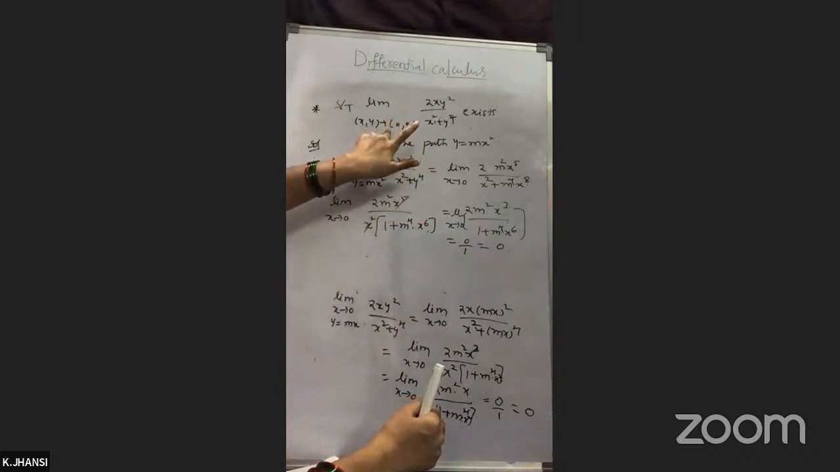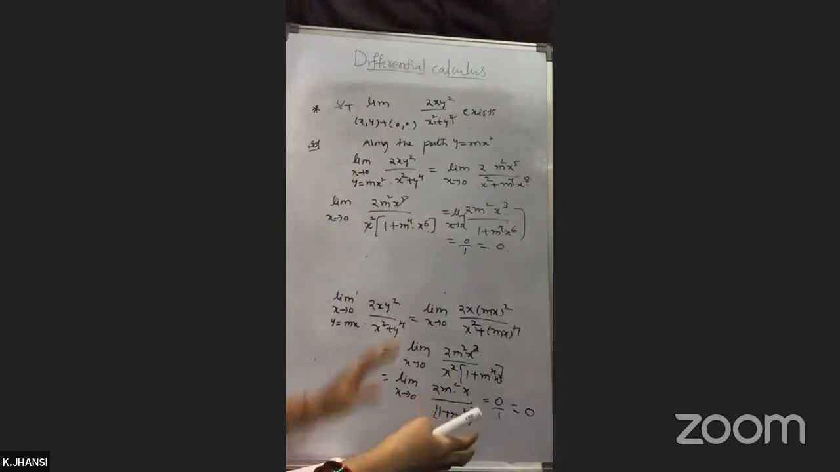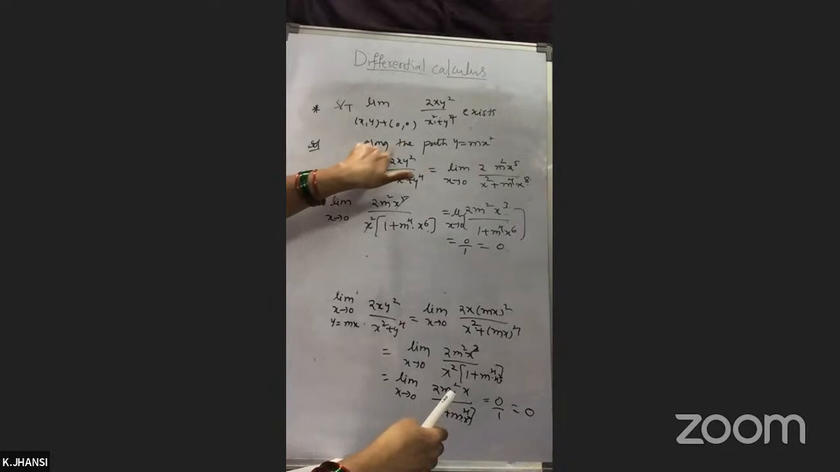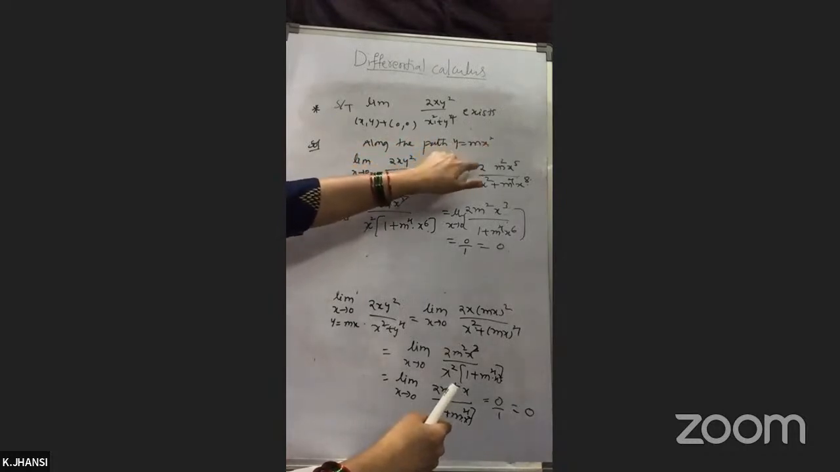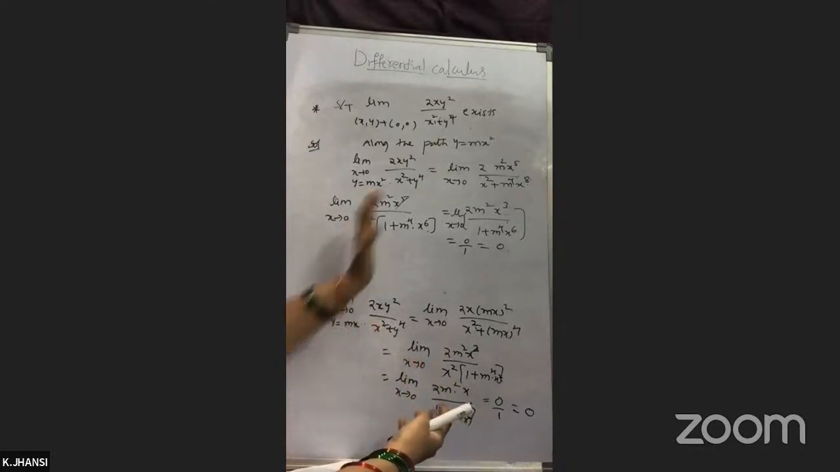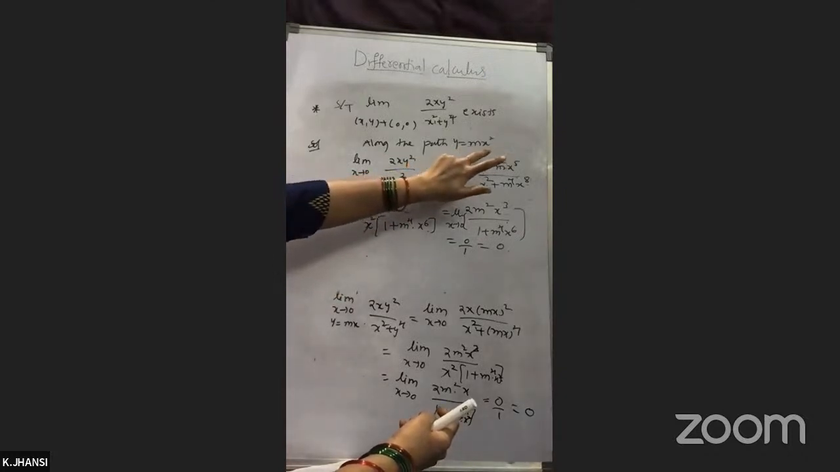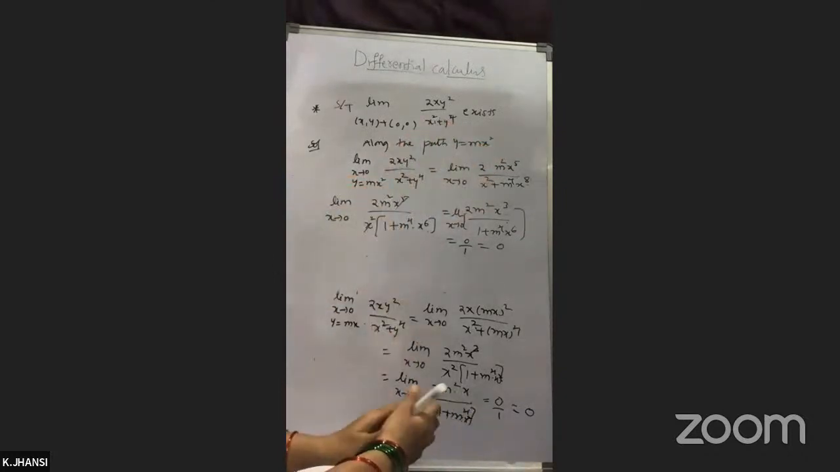Whenever we have a function of two variables, we first have to find the limit as x tends to 0, y tends to 0. After that, compulsorily two paths we have to take: y equals mx path and y equals mx square path. Some other paths will be there, but for solving such type of problems, we use only these two simple paths, y equals mx and y equals mx square.